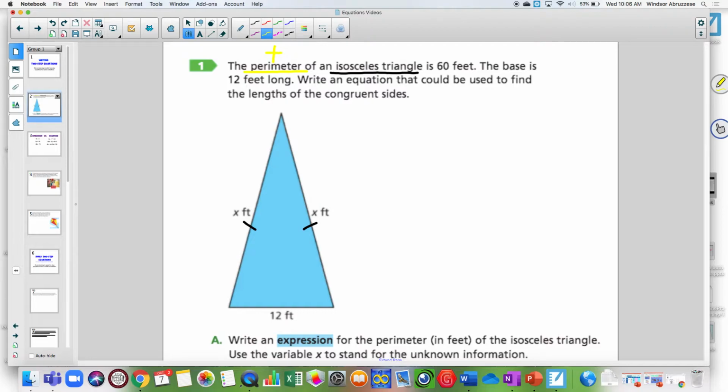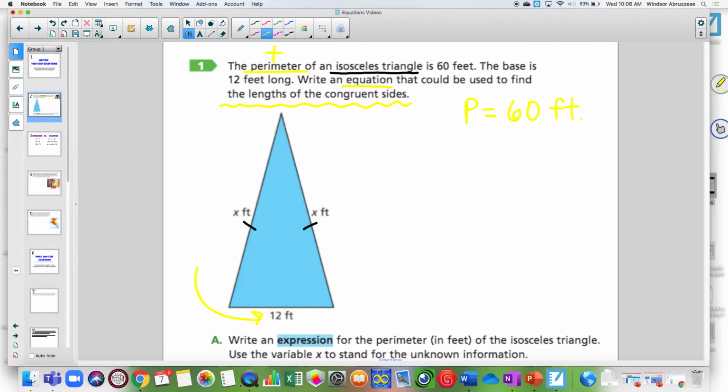So the perimeter of an isosceles triangle is 60 feet. So I'm going to write that over here. My perimeter is 60 feet. The base is 12 feet long, and we know that because it's already labeled for us. Write an equation that could be used to find the lengths of the congruent sides.